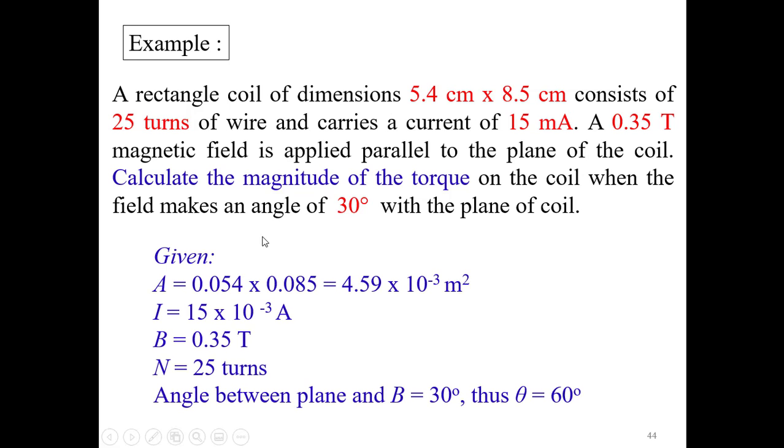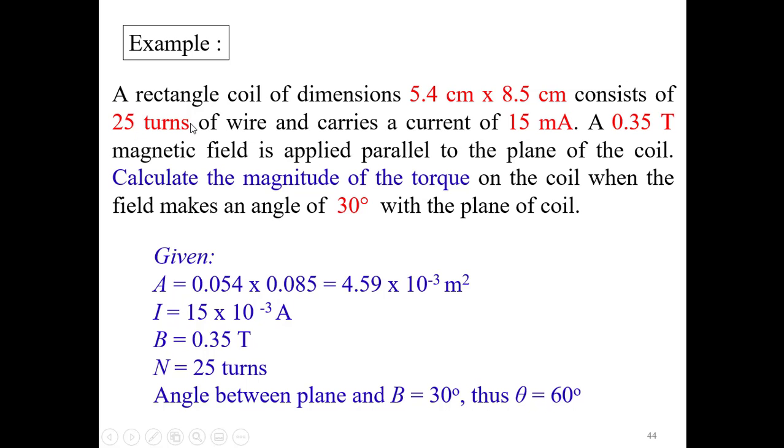So the given information is 5.4 centimeter times 8.5 centimeter, which will give you the information to calculate the cross-sectional area A. Okay, 0.054 times 0.085, already in SI unit. So the cross-sectional area of the rectangle coil is 4.59 exponent negative 3 meters squared. The question also gives you the current flow in the coil, 15 milliampere. Milli is 10 to the power of negative 3. Okay. So the strength of the magnetic field 0.35 Tesla is already in SI unit.